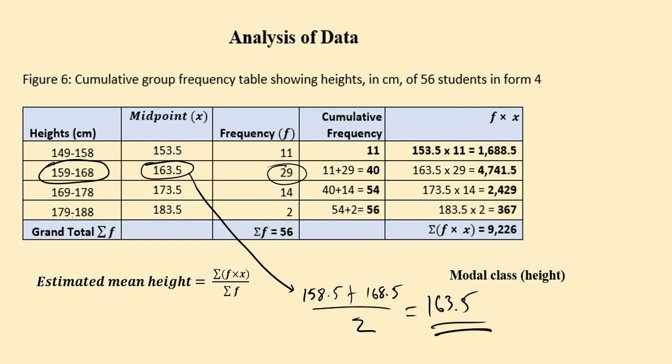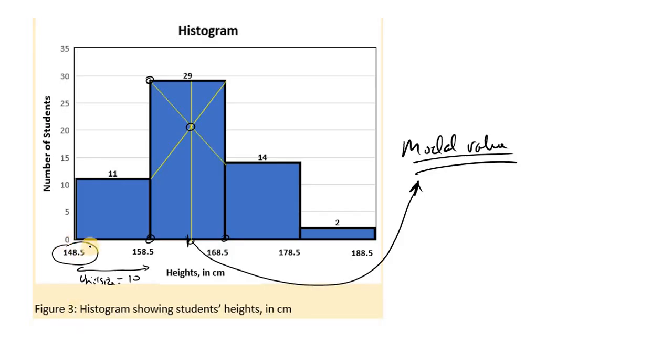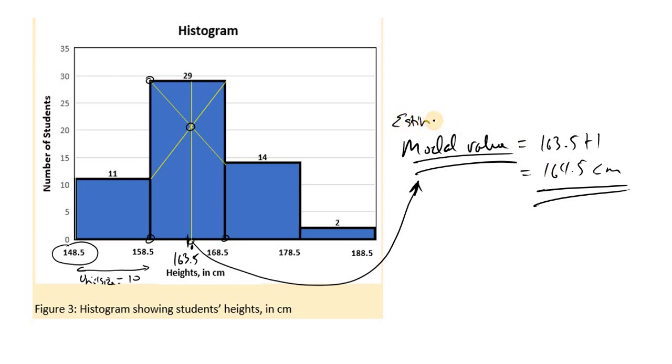But that's only for the midpoint. If you want to find the class width, you must use the boundaries. If you use the limits, you may get a different unit size. So you want to use the boundary for the unit size. Notice that the midpoint was 163.5. We're estimating, so if we add one more, the modal value will be 163.5 plus that extra one, which is 164.5 centimeters. So this is about the estimated modal value.